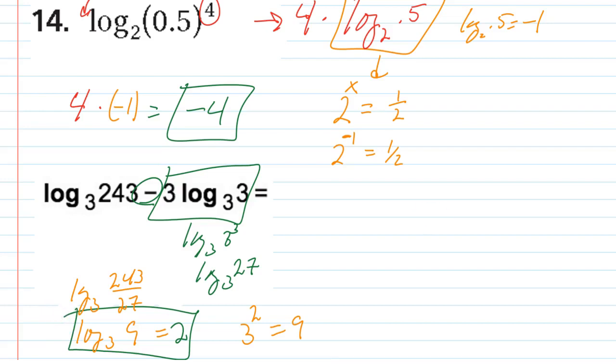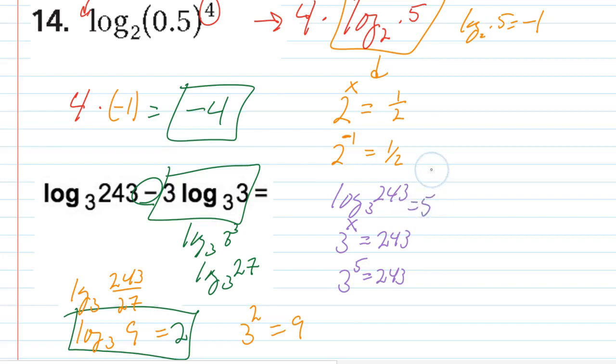That's one way of doing it. Here's another way of doing it. I'm going to solve the logs individually. So log base 3 of 243. That means 3 to what power is 243? We know that 3 to the 5th power is 243. So log base 3 of 243 is 5.